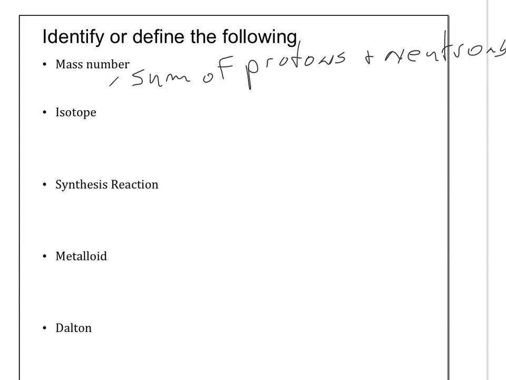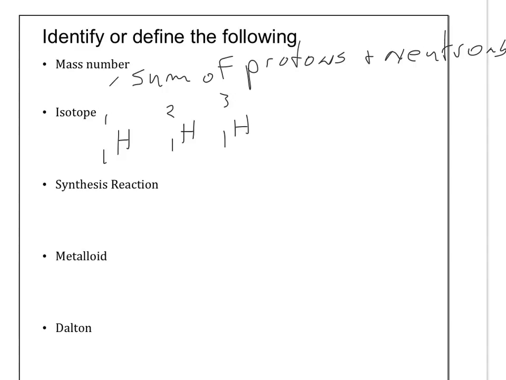So, for example, we have hydrogen. This form of hydrogen has one proton and no neutrons. This form of hydrogen has one proton and one neutron. And this form of hydrogen has two neutrons and one proton.